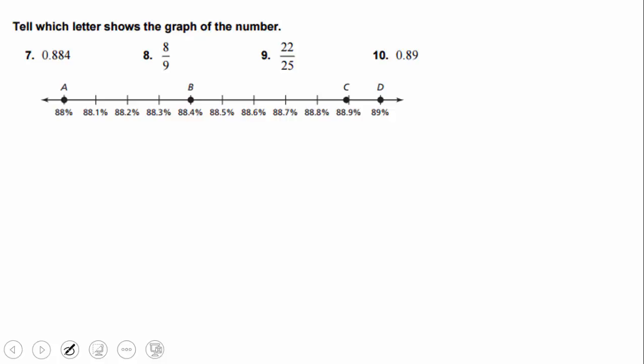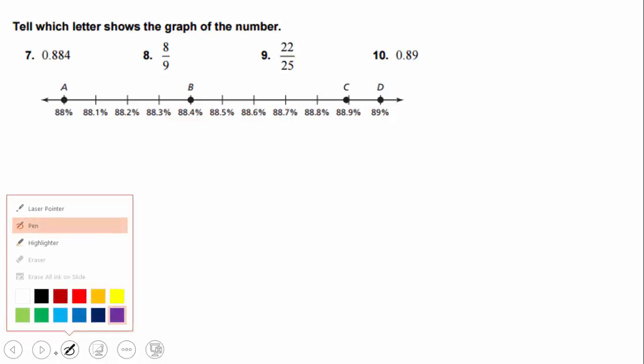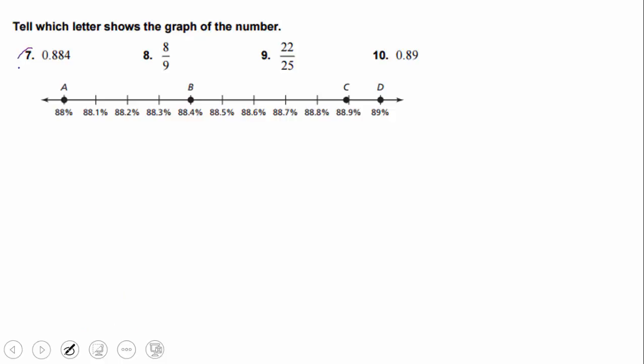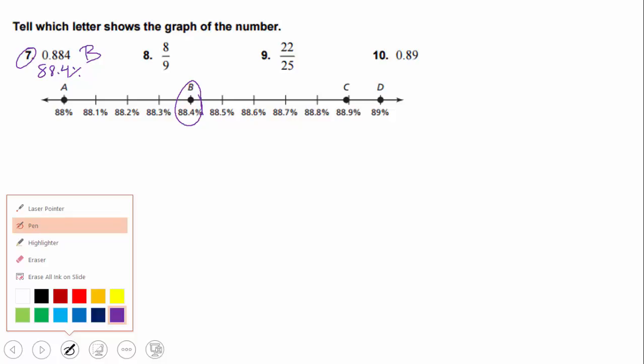Moving on to our last example of this video. Tell which letter shows the graph of the number. So here's where I like to use my color. We'll start off with purple. So I'm going to go purple with 7, and 7 is 0.884. I look down at my graph. Oh, my graph is in percents. So I got to convert that to 88.4%. And I come down here. Ooh, here's 88.4%. That's B. So 7 is B.